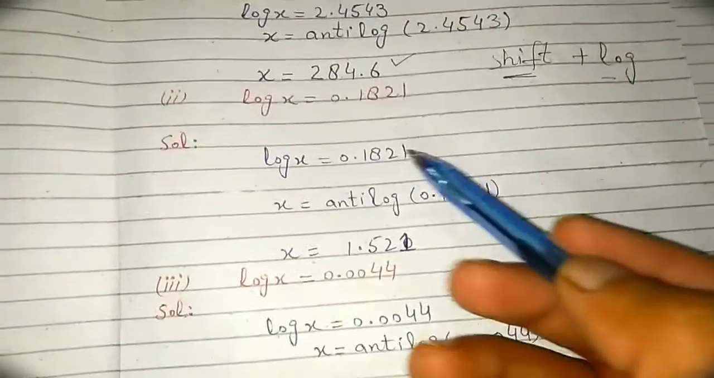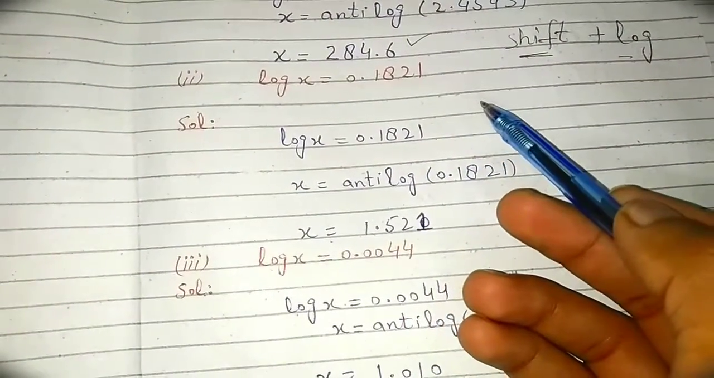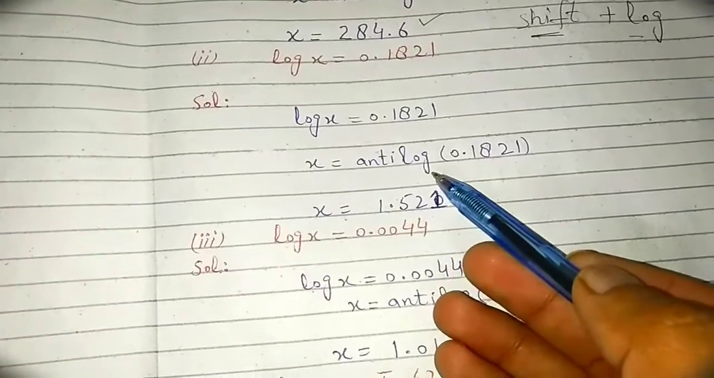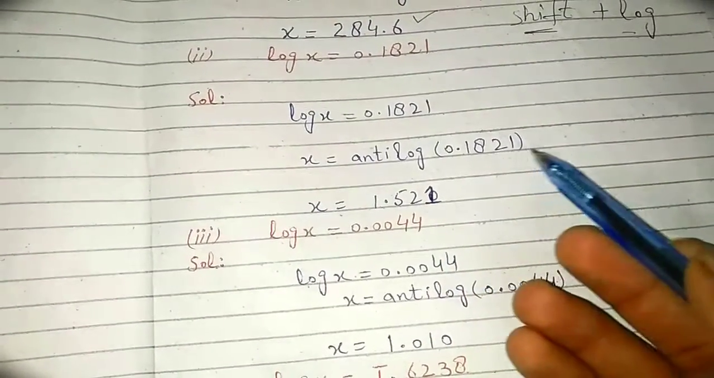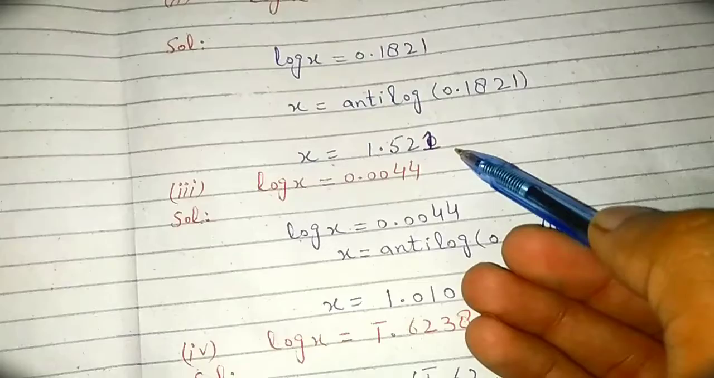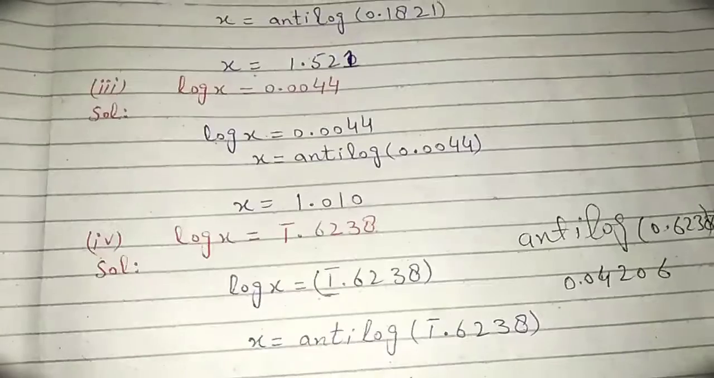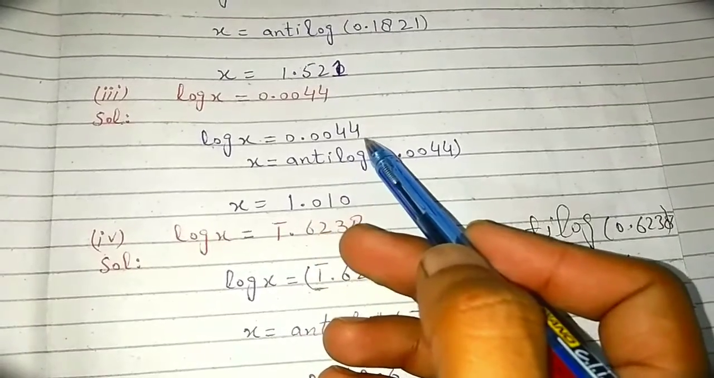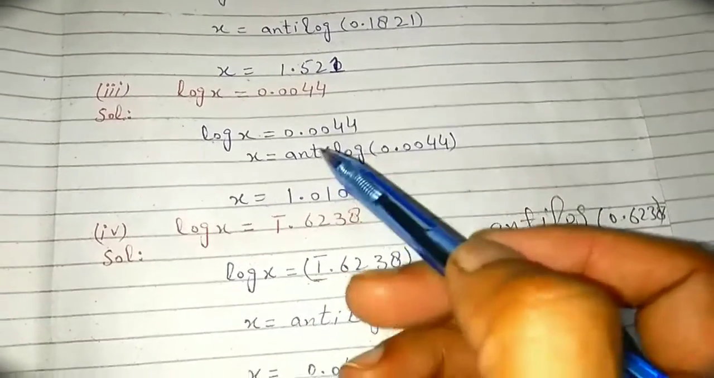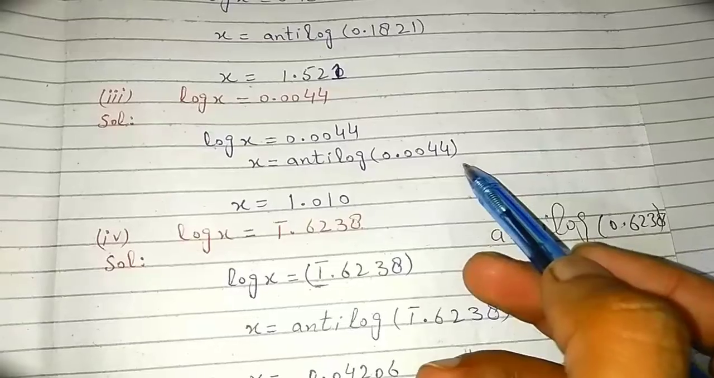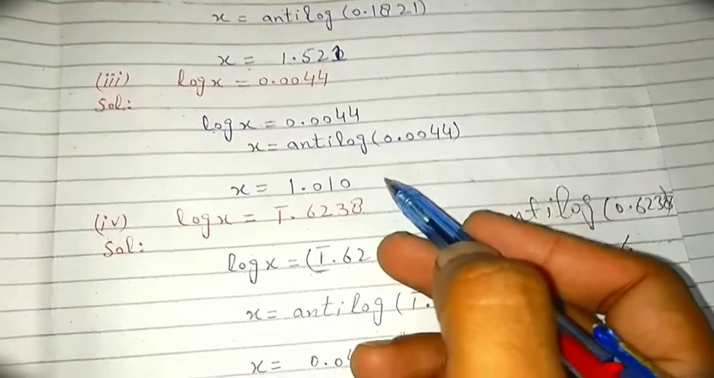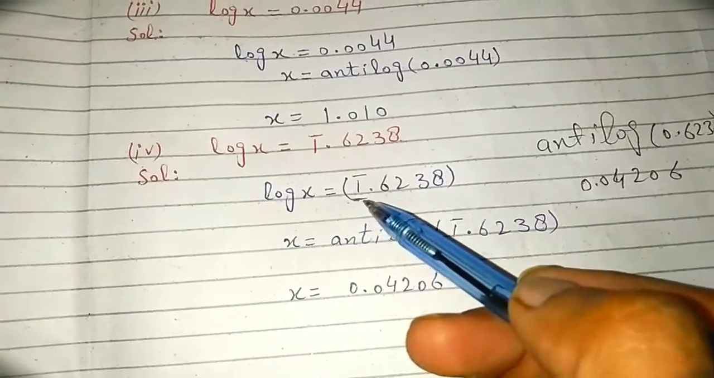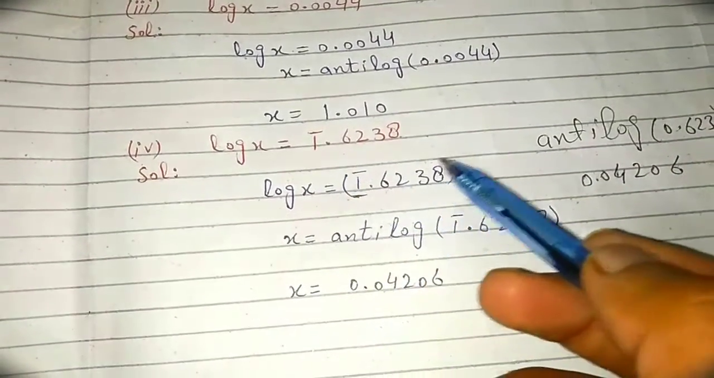Now part 2, which is log x is equal to 0.1821. Here take log on the other side and it will become anti-log, and the anti-log of 0.1821 is equal to 1.521. Part 3, here we have to find the anti-log of 0.0044. So the anti-log of 0.0044 is 1.010. In part 4 we have to find the anti-logarithm of minus 1.6238.